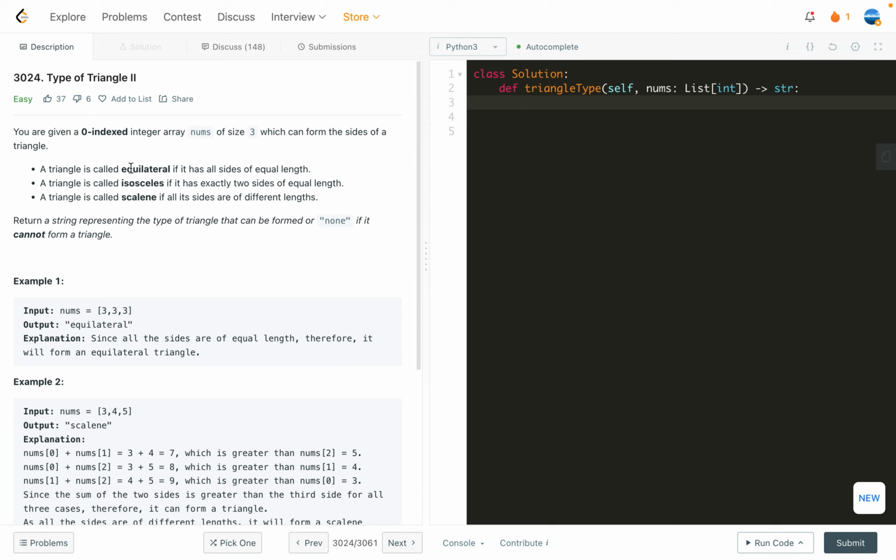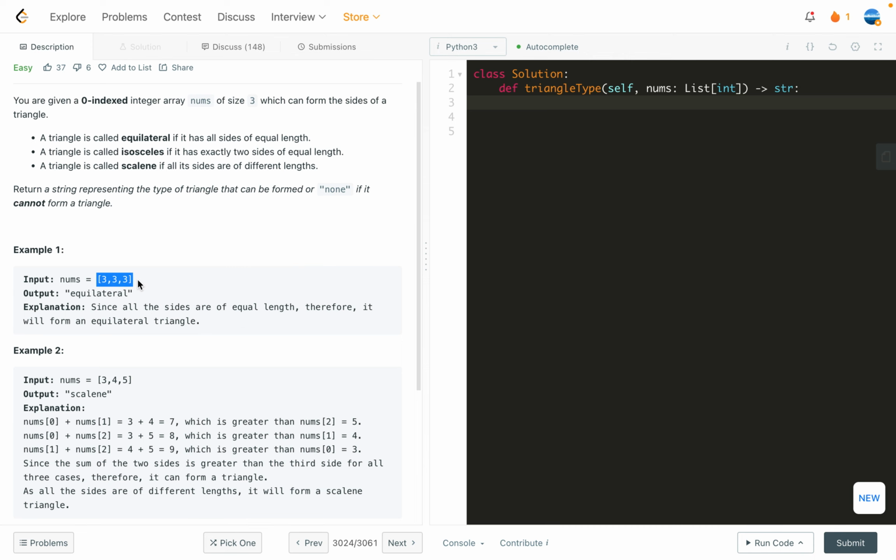First, if the three edges of a triangle are equal in length, we call the triangle equilateral, right? A triangle is called isosceles if it has exactly two sides of equal length, and the third one is different from the same length of the two other edges. A triangle is called scalene if all its sides are of different lengths. Here the return will be a string, right? If the three numbers cannot form a triangle, we are going to return none.